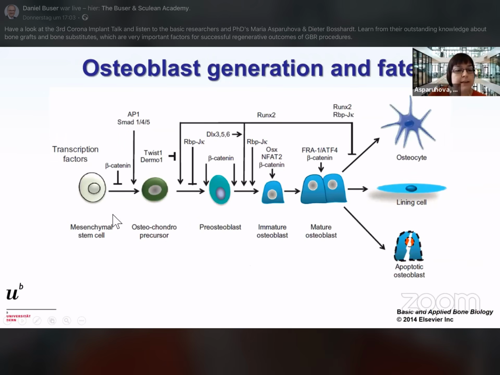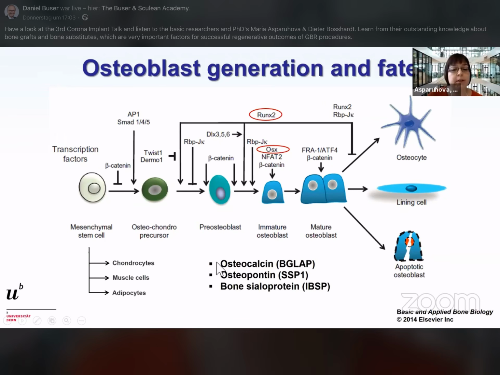Osteoblasts originate from mesenchymal stem cells that also give rise to chondrocytes, muscle cells, and adipocytes. The growth and differentiation of osteoblasts is driven by a whole array of transcription factors, resulting in the temporal expression of proteins involved in bone matrix production and matrix mineralization. These are the RUNX-related transcription factor 2 and Osterix, two essential transcription factors that regulate the expression of the osteogenic markers that I already mentioned: osteocalcin, osteopontin, and bone sialoprotein.